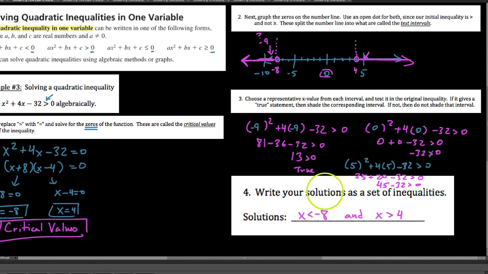So the last thing I want to mention in this video before we tune out is this. The only thing that's going to change about everything that we did here, if we had, say, a greater than or equal to or a less than or equal to, is this. We would not have put open dots here. We would have put closed dots. And when we wrote our solutions down here, we would have included an or equal to had it been an or equal to relationship in the first place.